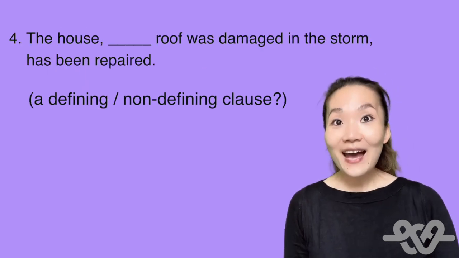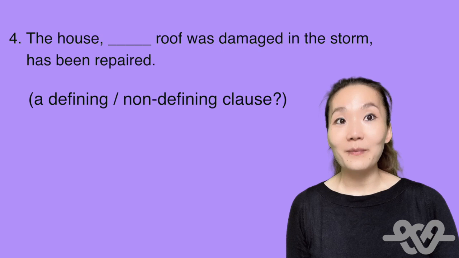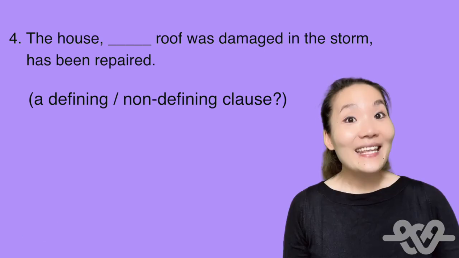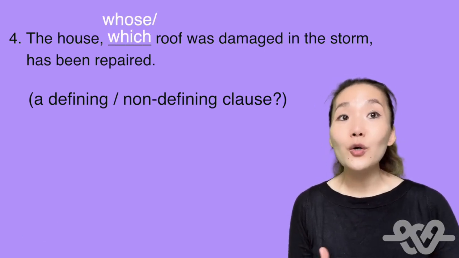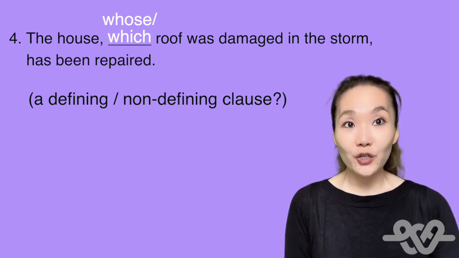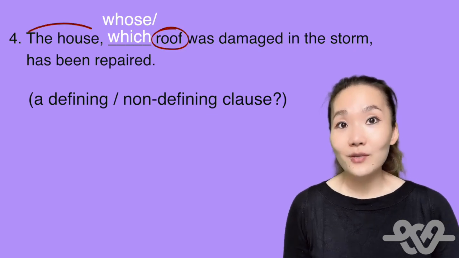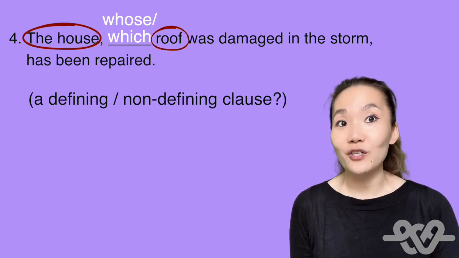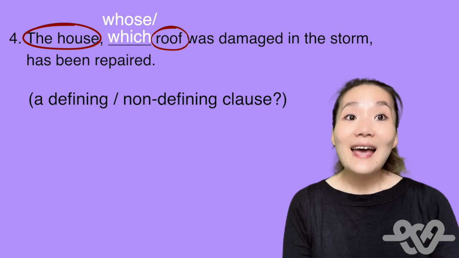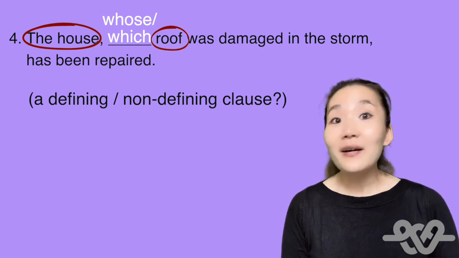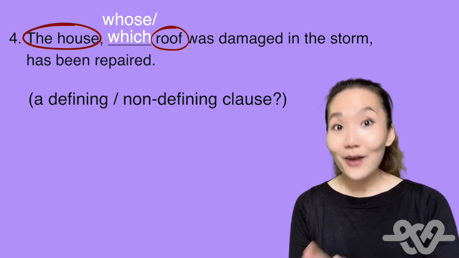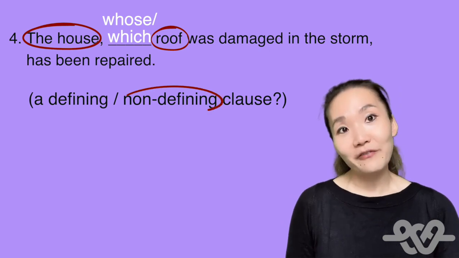Number 4, the house roof was damaged in the storm. Has been repaired. In this sentence, we should use the relative pronoun whose or which because we are describing the possession or association of the noun roof with the house. We use whose to indicate possession or association. The relative clause whose roof was damaged in the storm adds extra information about the house, but it's not necessary to know that detail in order to grasp the main point, that is, the house has been repaired. So this is a non-defining relative clause.